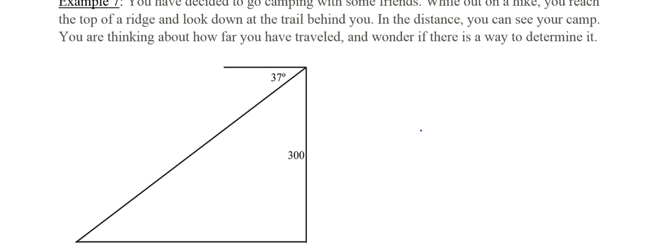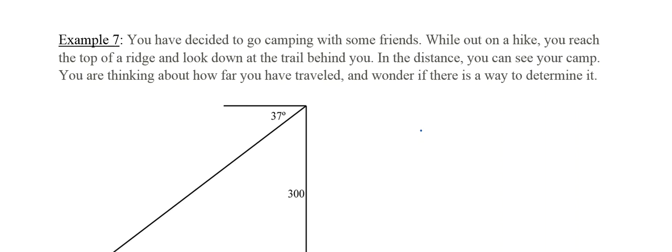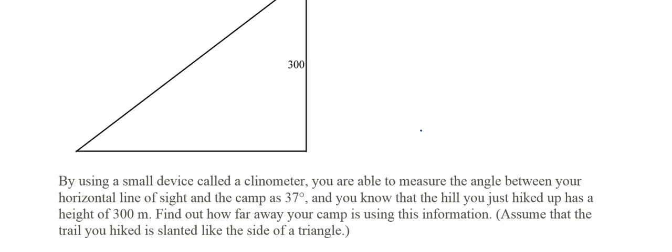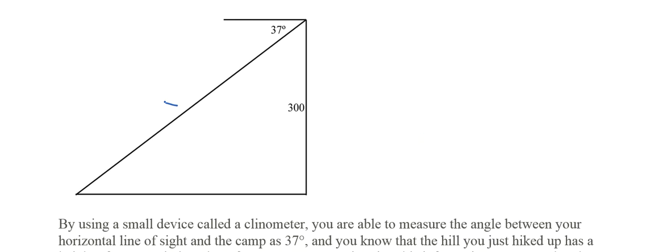Okay, let's go down to number 7. You've decided to go camping with some friends. While out on a hike you reach the top of a ridge and look down at the trail behind you. In the distance you can see your camp. You are thinking about how far you have traveled and wonder if there's a way to determine it. By using a small device called a clinometer, you are able to measure the angle between your horizontal line of sight and the camp as 37 degrees. And you know that the hill you just hiked up has a height of 300 meters. Find out how far away your camp is using this information. Assume that the trail you hiked is slanted like the side of a triangle. So they're asking you to find this.